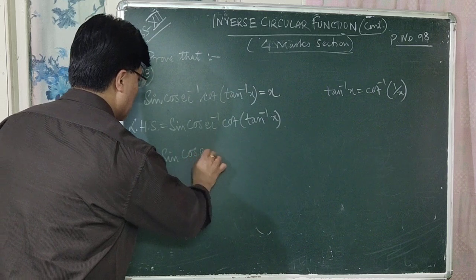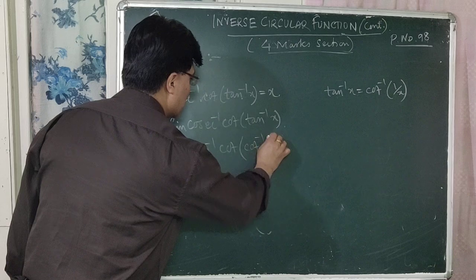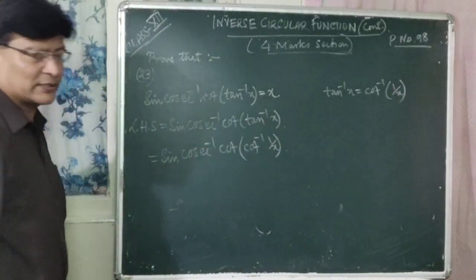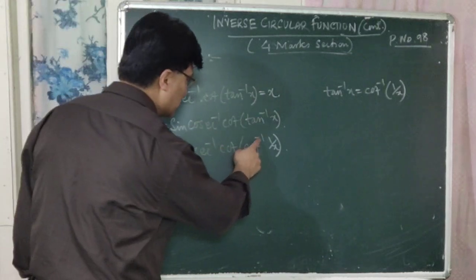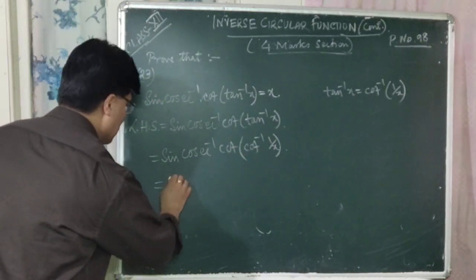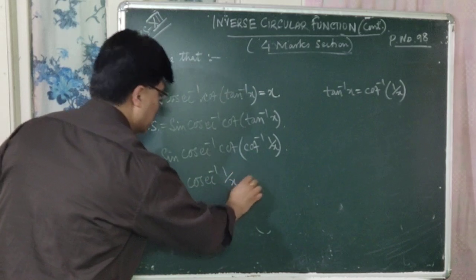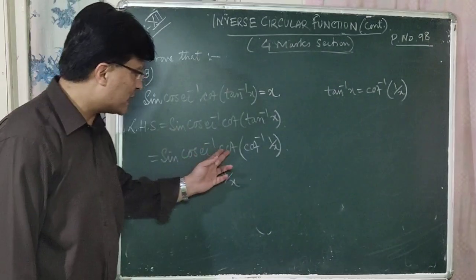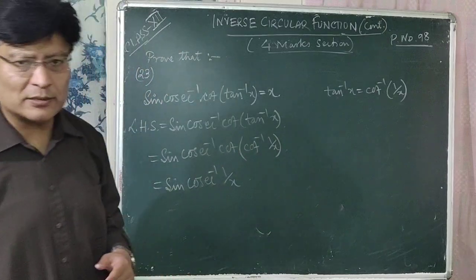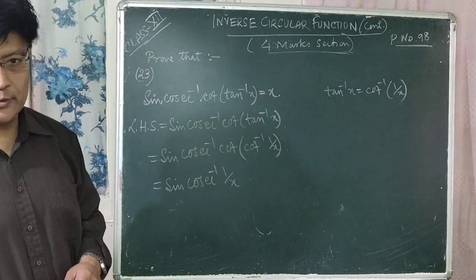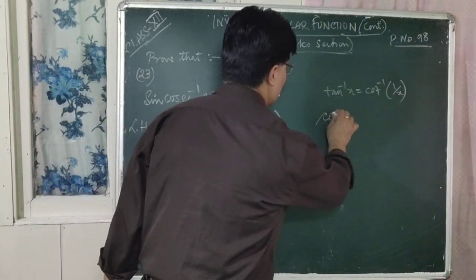Is equal to sine cosec inverse cot within bracket. What do we write here? Cot inverse 1 upon x. Is that clear? Now, what is cot inverse 1 upon x? It is only 1 upon x. So which is equal to sine cosec inverse 1 by x, because if there is cot inverse 1 by x, this cot inverse will be cancelled and you should write 1 upon x. Is that clear?